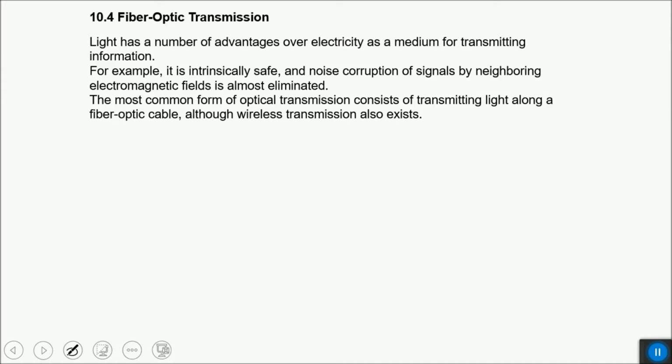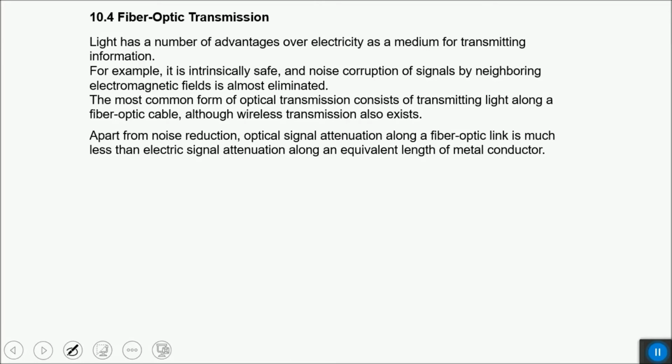And the most common form of optical transmission consists of transmitting light along a fiber optic cable. Wireless transmission also exists. Apart from noise reduction, optical signal attenuation along a fiber optic link is much less than electrical signal attenuation along an equivalent length of a metal conductor. That is a very huge advantage. If you have 200 kilometers of a metal wire that carries an electrical signal, no matter in the form of current or voltage, it will have some signal attenuation. But if you have the same length, 200 kilometers of an optical fiber cable, and you transmit the signal in the form of light pulses, the signal attenuation along that line is much smaller because of the very low losses of that medium and the properties of that carrier, that is light.